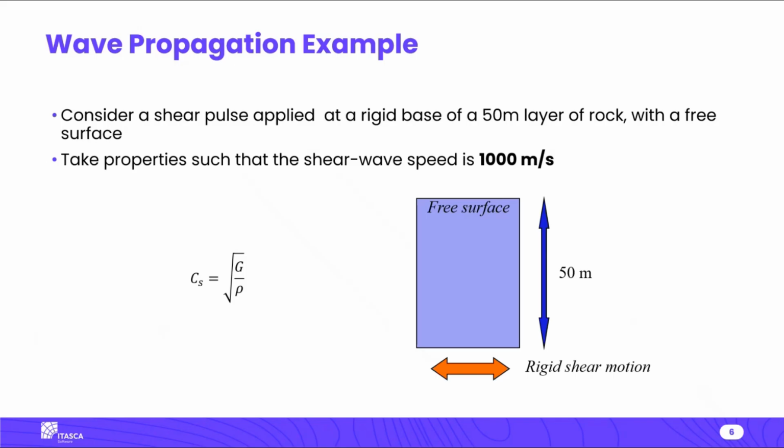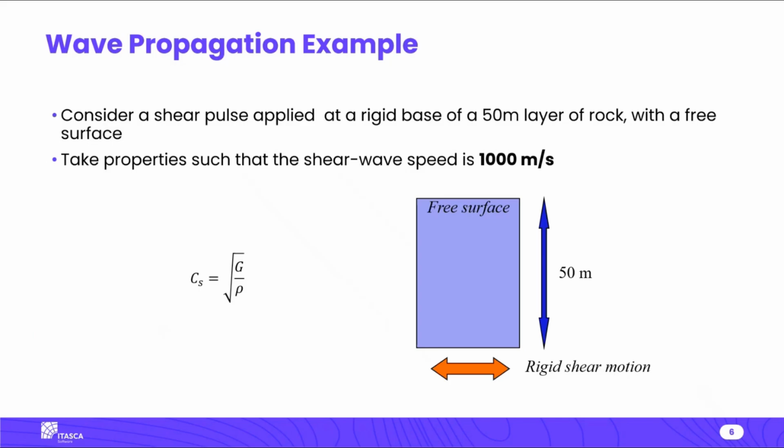So the best thing to do here is to just start up 3DEC and look at a simple example. This is a one-dimensional wave propagation example. So we're going to make a 50-meter high sample. We're going to set it up so that the shear wave velocity is 1,000 meters per second. And you can see there's an equation here. The shear wave velocity is just the square root of the shear modulus divided by density. So we can choose the shear modulus and density to give us a shear wave speed of 1,000 meters per second.